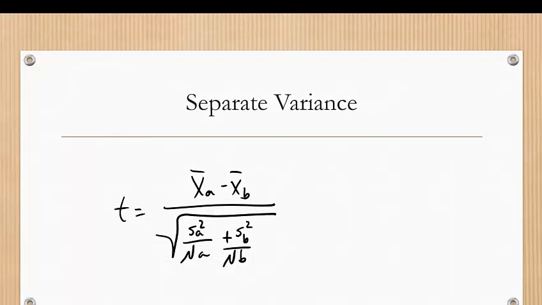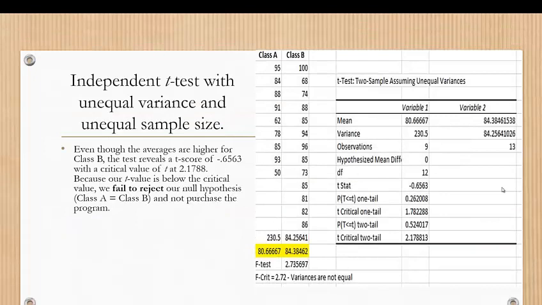So this is where we left off, and when we pull our data in, this is what we saw. Even though the averages are higher for Class B, the test reveals a t-score of negative 0.6563, and a critical value of t at 2.1788. Because our t-value is below the critical value, it did not exceed it, we failed to reject our null hypothesis that Class A equals Class B, and we do not purchase the program. Okay, so we failed to reject that.